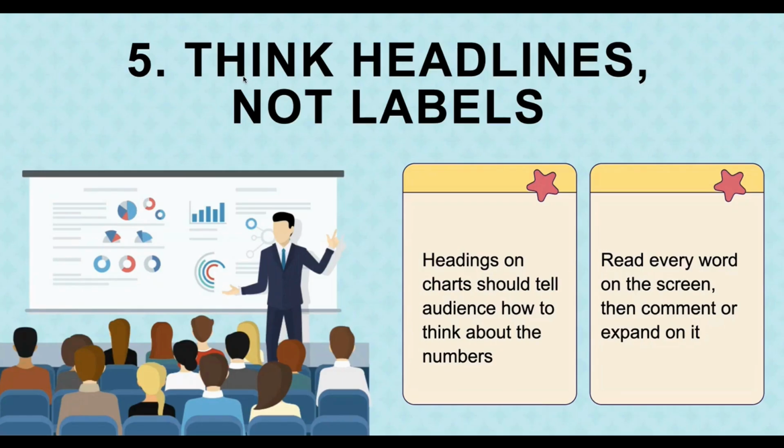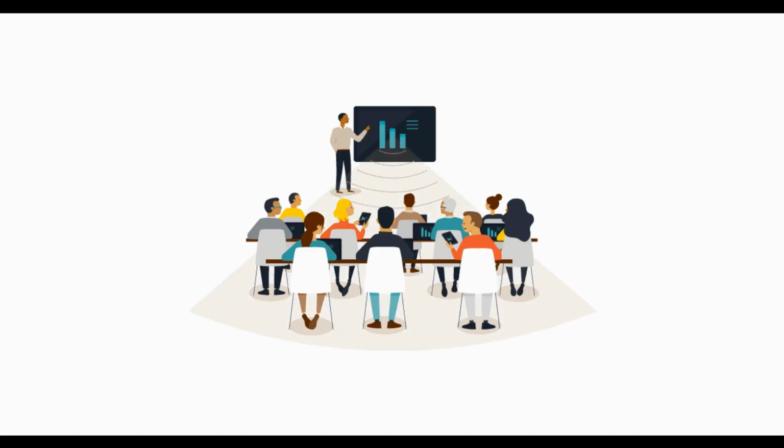Read every word on the screen, then comment or expand on it. So what should the speaker do? The speaker should first tell what is on the slide, so that the gap with the audience is removed. If you read the points on the slide first, then you are basically done and dusted. Now the audience knows what is on the slide. The audience was paying attention to the slide because you were telling about the slide. Once the slide is done, you are free, and now the audience will pay attention to the speaker.